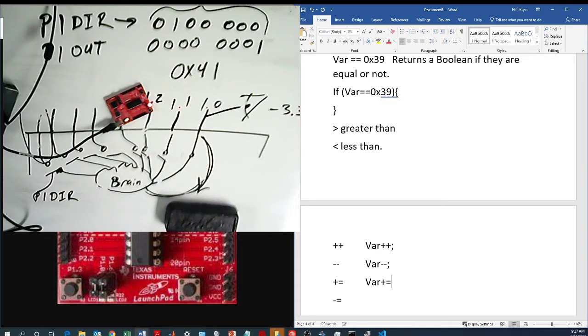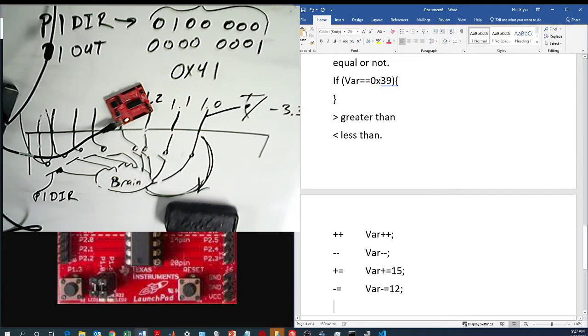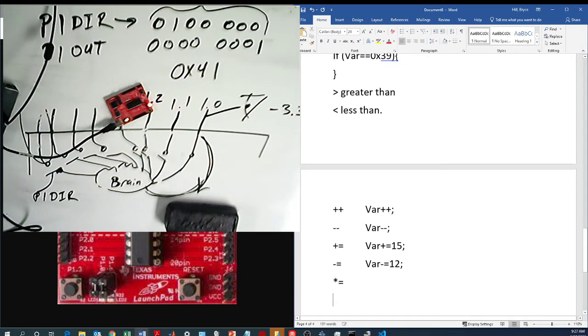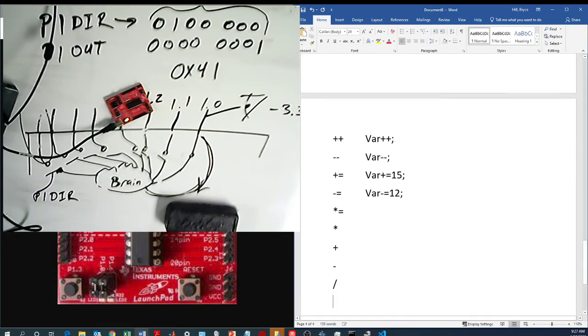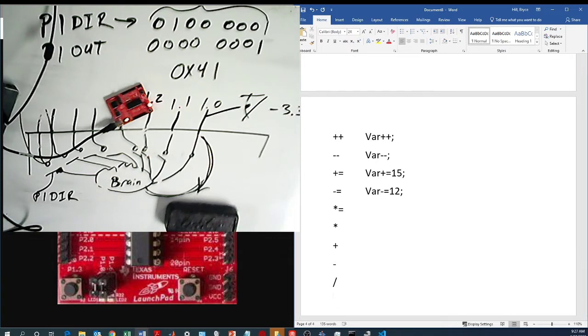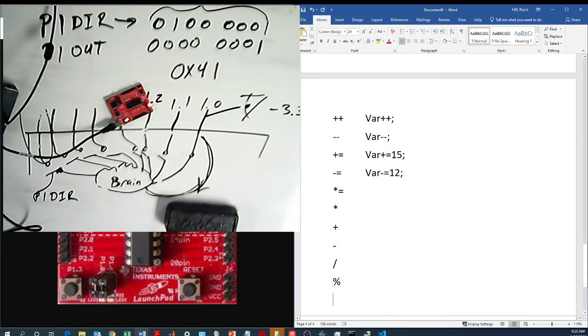Var plus equals 15 adds 15 to var and puts it back into var. Var minus equals 12 subtracts 12 from var and puts it back into var. Times equals also works. So there's also times and plus, and minus and divide. There's modulo. I'll let you look that one up. And then we can have plus equals, minus equals, times equals, divide equals. All of these can do the same. I'm sure that there's a modulo equals. Modulo. Go look it up.